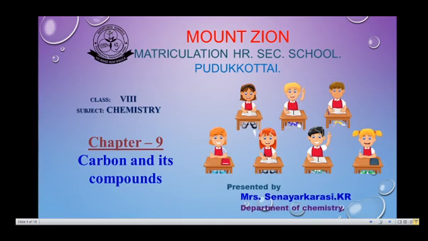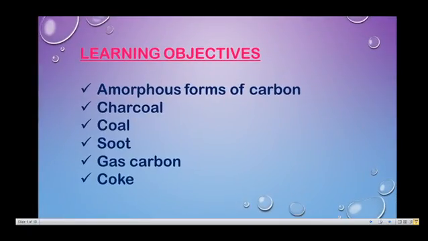Today we are going to discuss chapter number 9, carbon and its compounds. In this chapter, we are going to learn the following topics: amorphous forms of carbon, charcoal, coal, soot, gas carbon, and coke. These are the topics we are going to learn today, one by one.